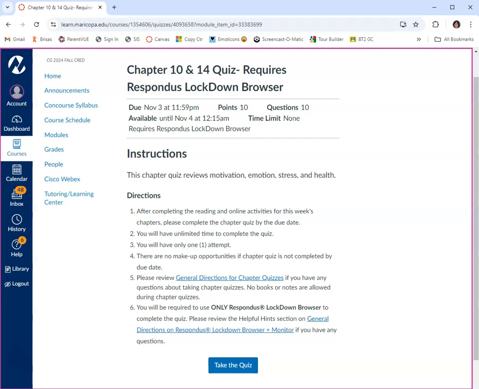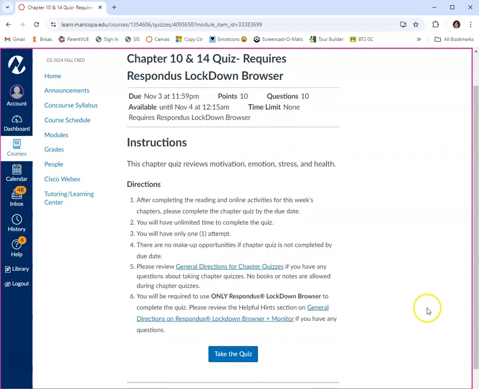Now, the next assignment is the chapter quiz. The quiz will ask you about motivation, emotion, and stress and health. I will ask 5 questions about each chapter. Please make sure to review those objectives that are in bold and are highlighted in the Nearpod lesson and the assigned videos. That will definitely help you prepare for this quiz.